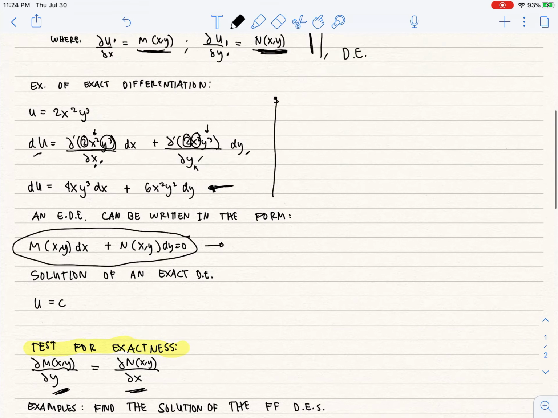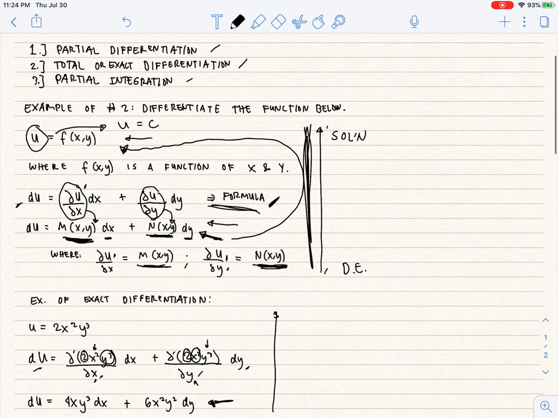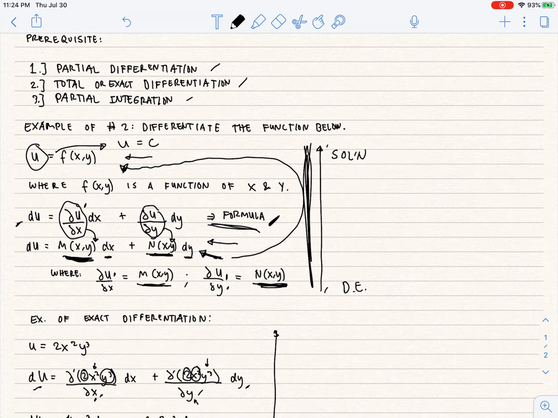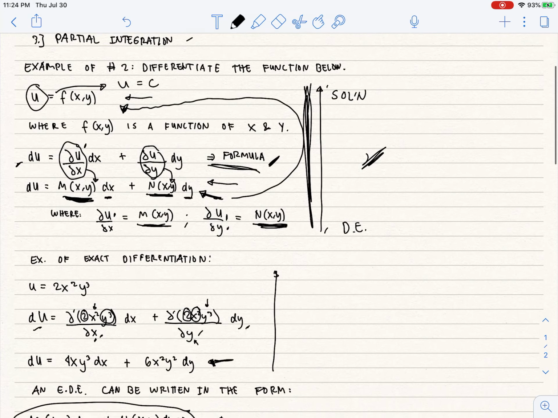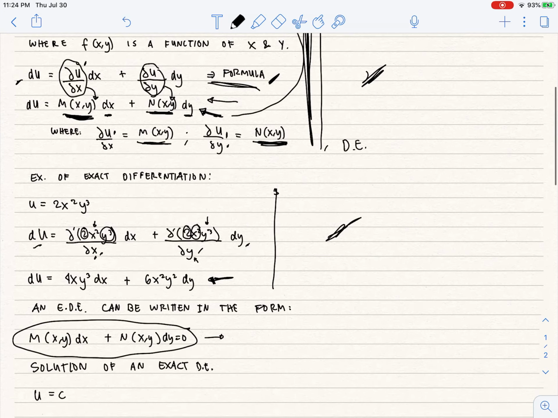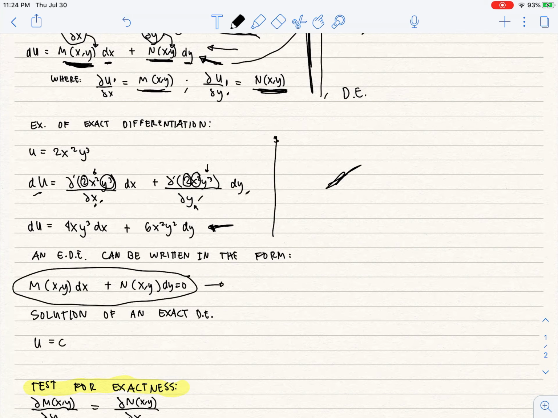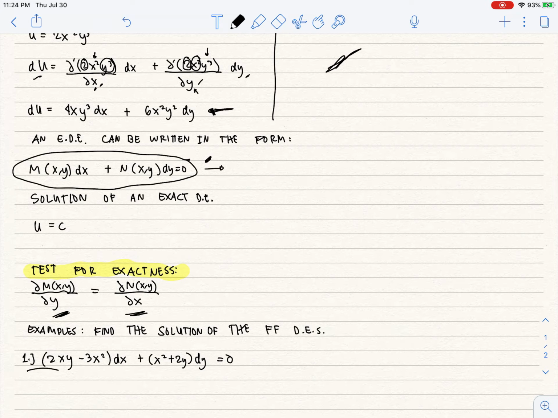So let us summarize. We just reverse the process from the example, and then an EDE can be written in this form. For example number 1, it is the same. The M here is this, and the N here is this. So M is always with dx, and N is always with dy. Keep that in mind. Okay?